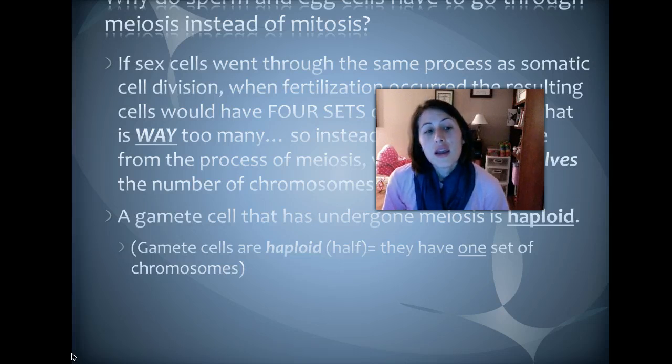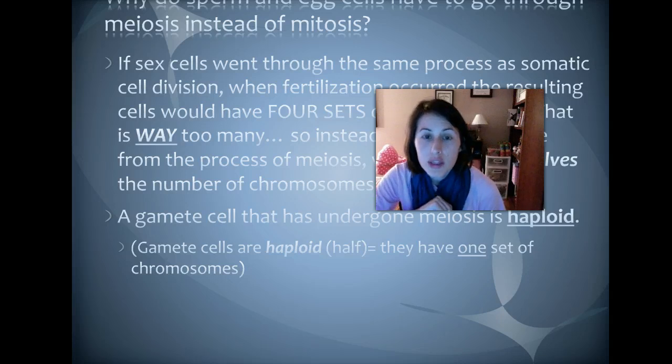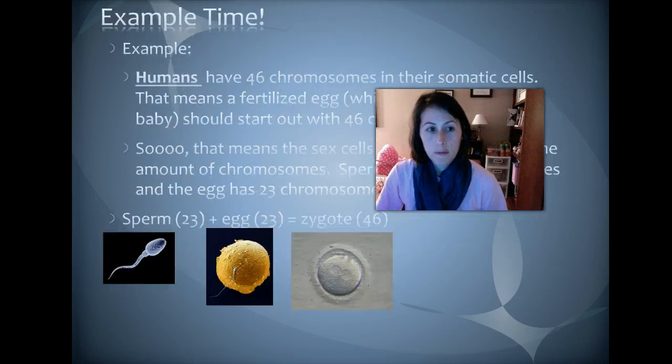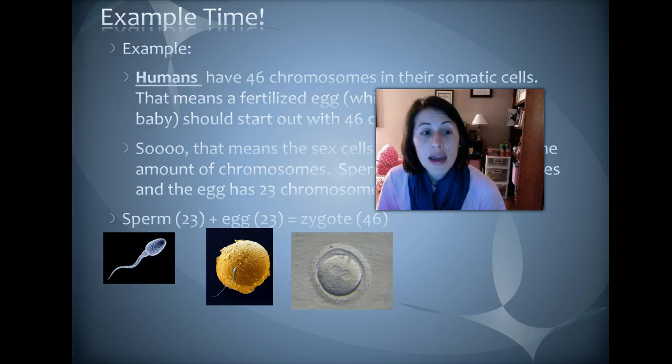So instead, gametes have to go through this process of meiosis where it actually halves the number of chromosomes. So a gamete cell that has undergone meiosis is haploid. Gamete cells are haploid, and haploid means they have 1 set of chromosomes. And I remember this because haploid to me sounds like half, and that's half of what a regular diploid body cell would have. So an example, humans have 46 chromosomes in their somatic cells.